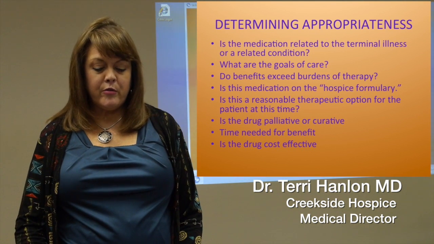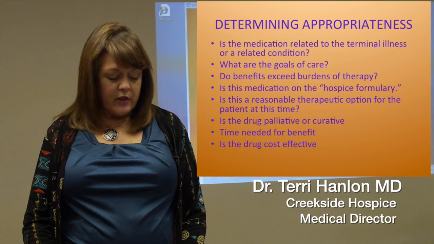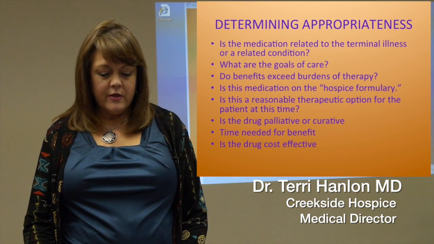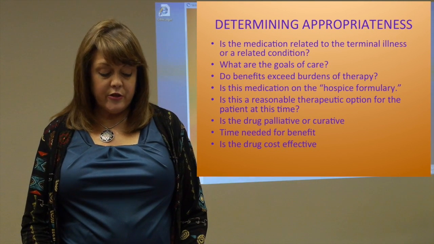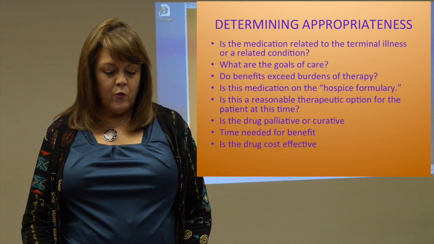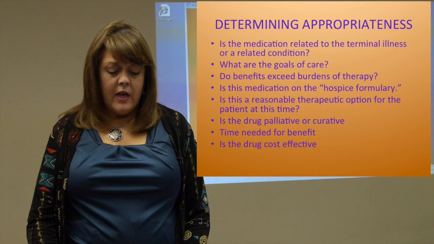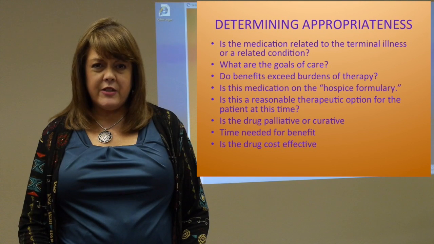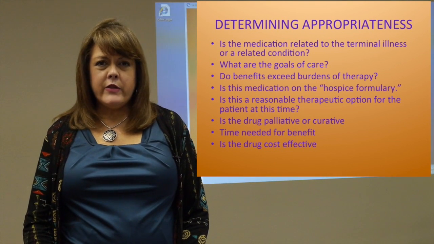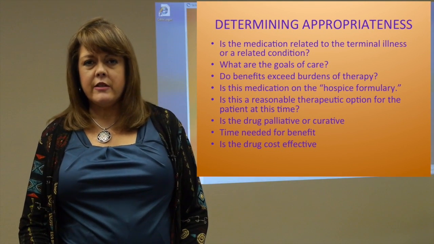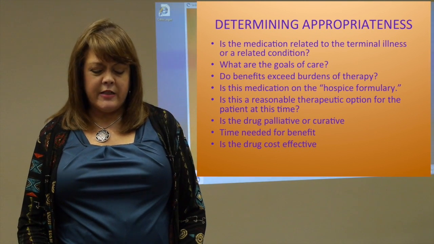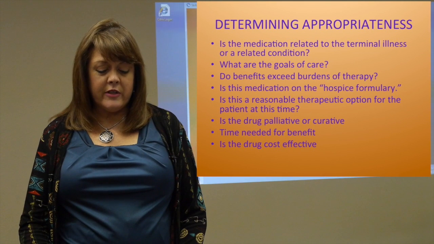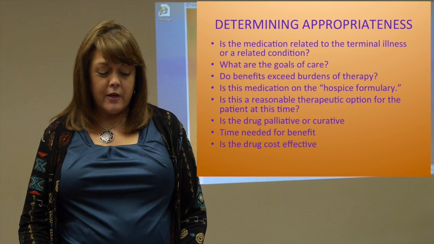So, determining appropriateness. These are the kind of questions you want to ask when you're reviewing the medications. Is the medication related to the terminal illness? What are the goals of care? That's really important because you won't know those unless you ask the patient, and that's involving the patient indirectly in the IDG planning process. So this needs to be determined at some point in their care, hopefully early on.